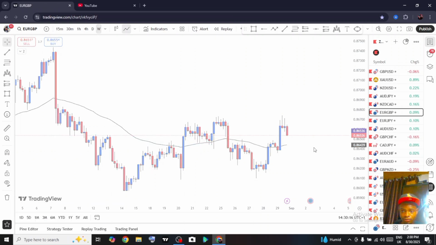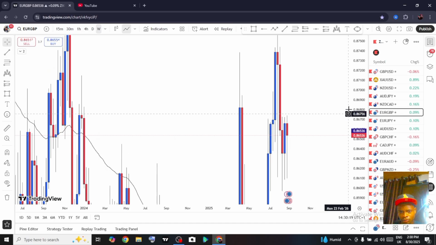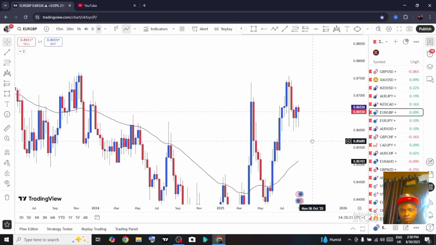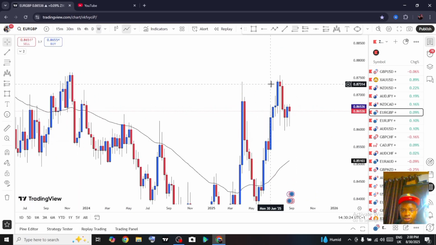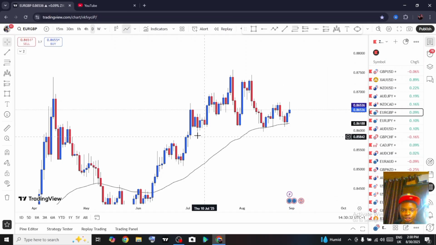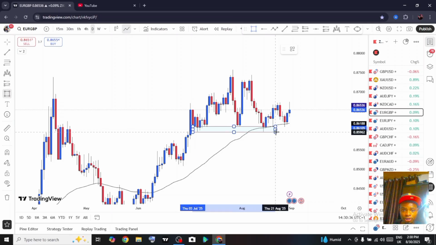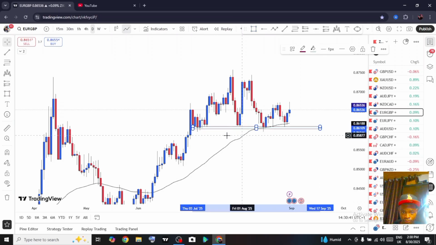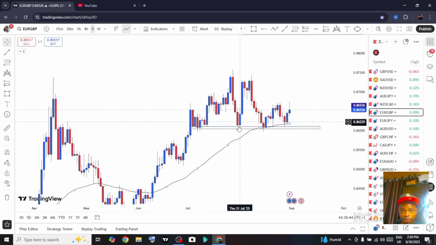Weekly time frame. Weekly time frame is bullish. Daily time frame. Daily time frame is bearish, right? But this is what I would like to see on EURGBP, right? I prefer a break and retest under this level to sell. So you can see at this level we have support, support, support. So we have like 1, 2, 3, and 4 rejections from this area of interest, right?